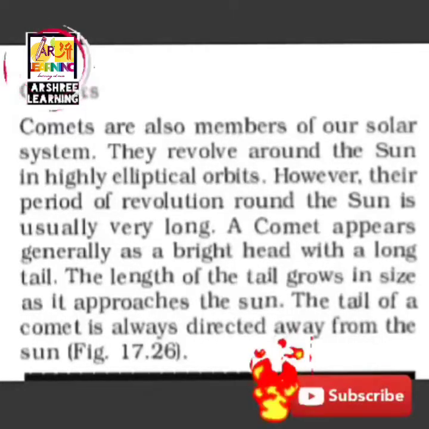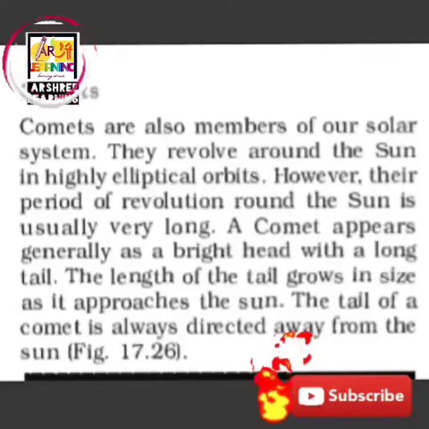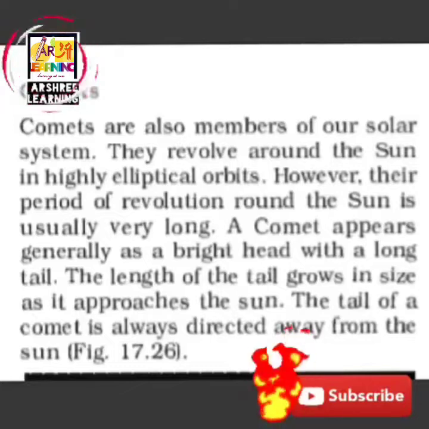Comets are other members of our solar system. These comets revolve around the Sun in highly elliptical orbits. They are moving around the Sun in a very big area. Their period of revolution around the Sun is usually very long.